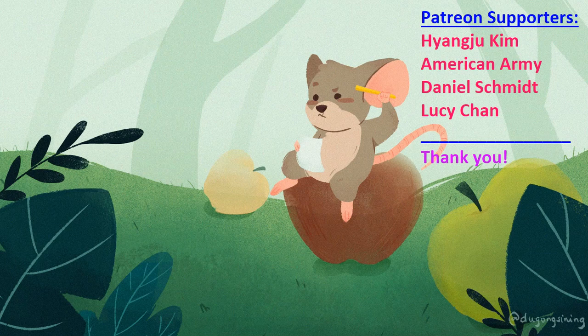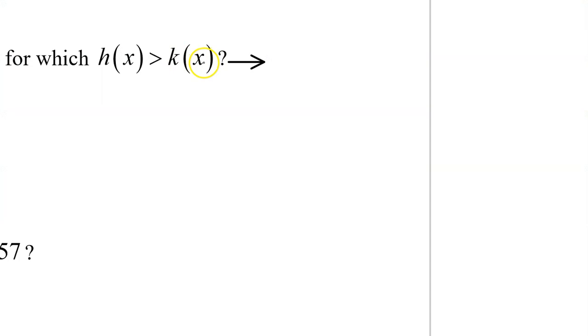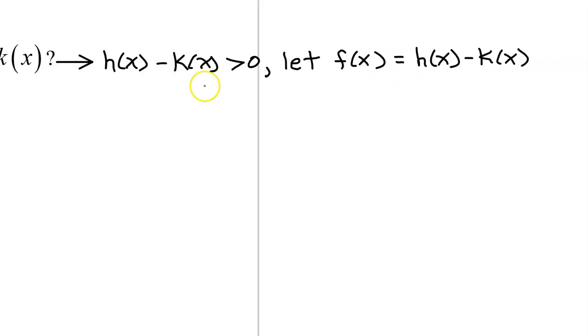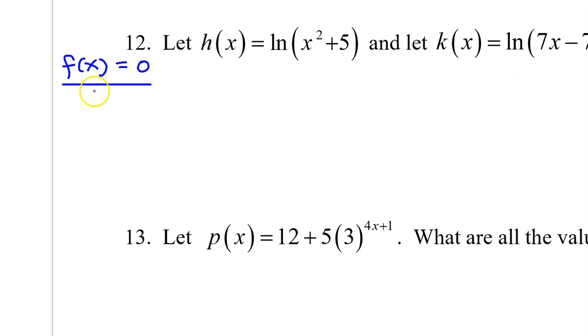We need 0 on one side. So let's subtract k of x from both sides of this inequality, which will give us h of x minus k of x is greater than 0. Also, it will be more convenient if we call the left side of the inequality by a single name. So let's let f of x equal h of x minus k of x.